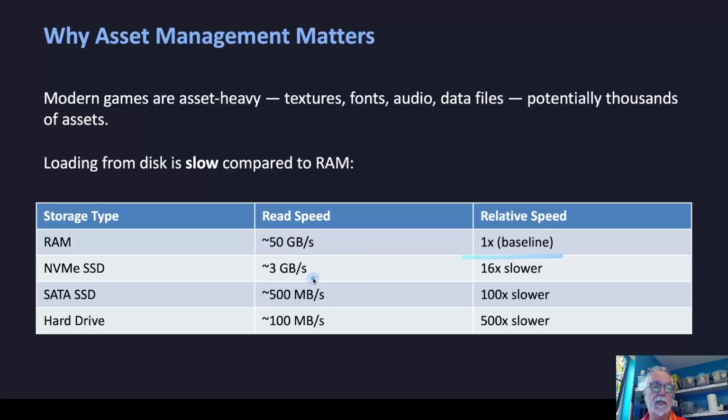This is our baseline. A very, very fast SSD is 16 times slower. A regular SSD is 100 times slower. And a spinning hard drive, which probably none of us have on our computers anymore, is going to be 500 times slower.